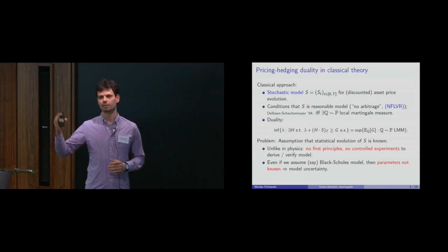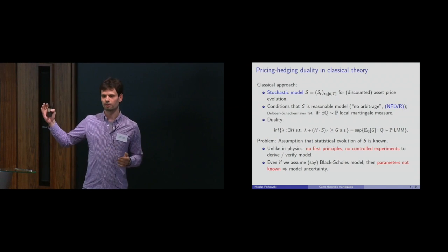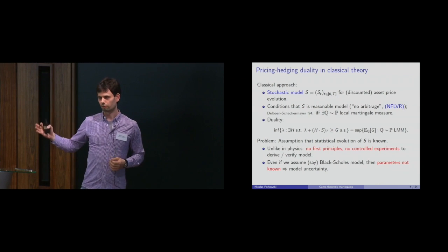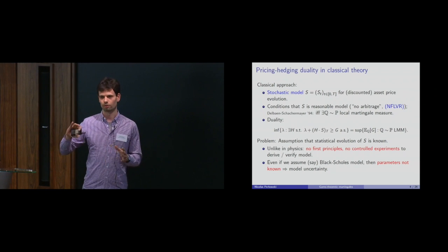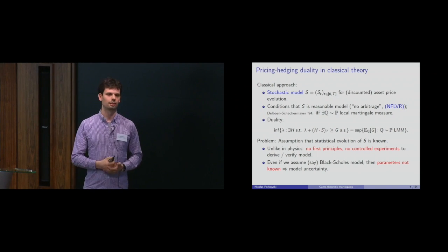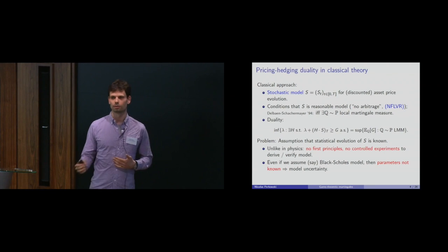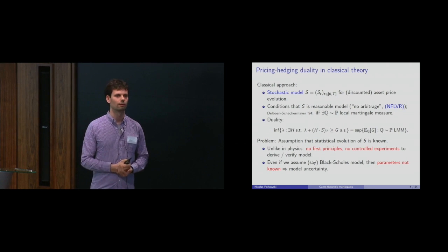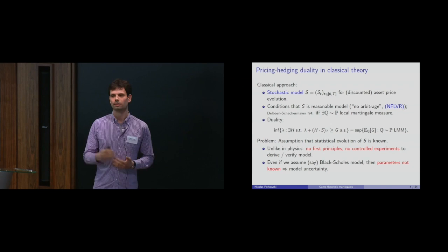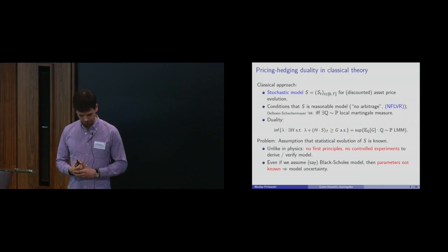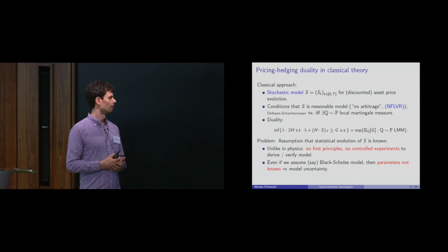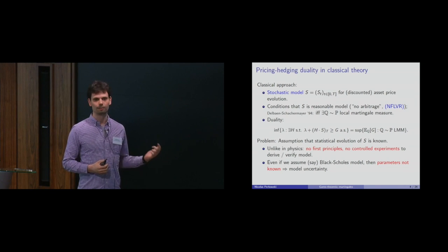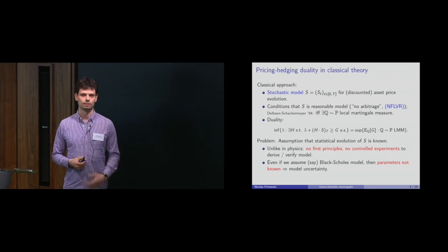In physics we derive a model from first principles, but even then we can make sure that it is the right model because we can do a controlled experiment where we can control all the external influences. Economics is of course way too complex, so we cannot do that, and we can never be absolutely sure that we have the right model. And even if you say, okay, for some reason I believe Black-Scholes is the right model, well then there are parameters that you don't know, so in the very least you will have model uncertainty.